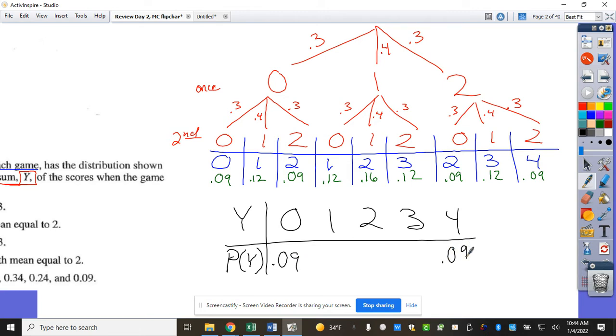So what do I do if I want to figure out the total probability of getting 1 point? I'm adding across, so multiply down, add across. So I'm taking these, and so that gives me 0.24 and so forth.